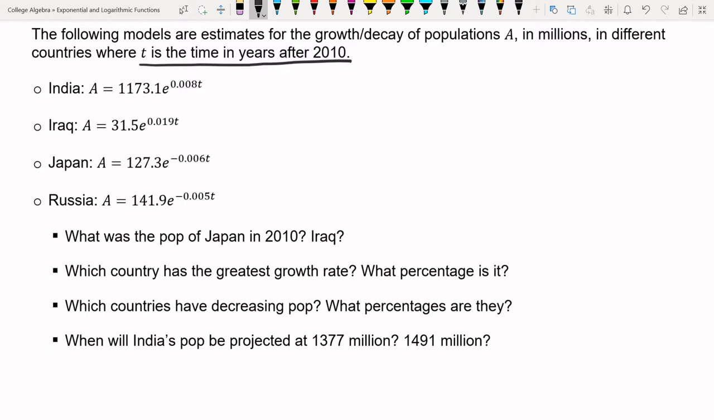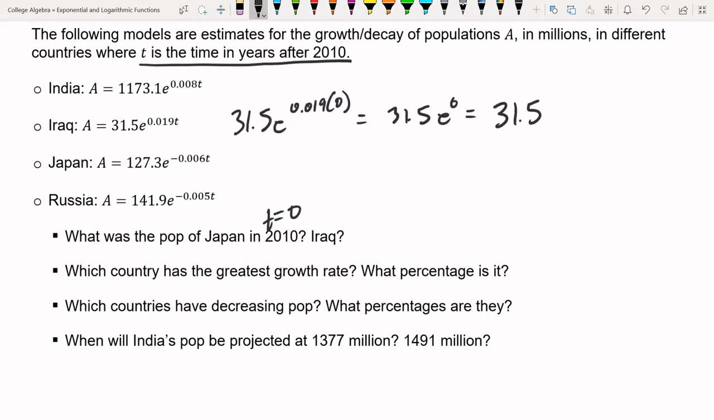So what was the population of Japan in 2010, and what about Iraq? Because we're looking at 2010, that's the same thing as asking when t is 0. Well, we plug 0 in for t. For Iraq, 31.5 e to the 0.019 t, with t being 0, gives us e to the 0, and anything to the 0 power is 1. 1 times 31.5 is 31.5.